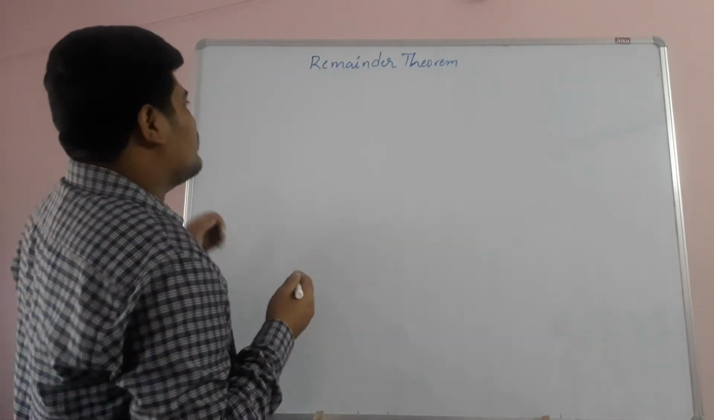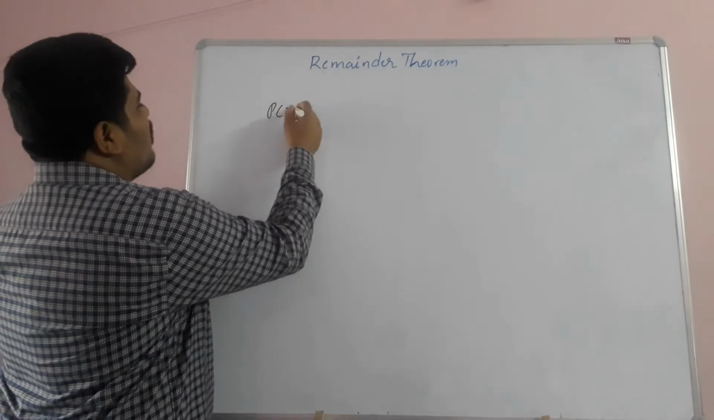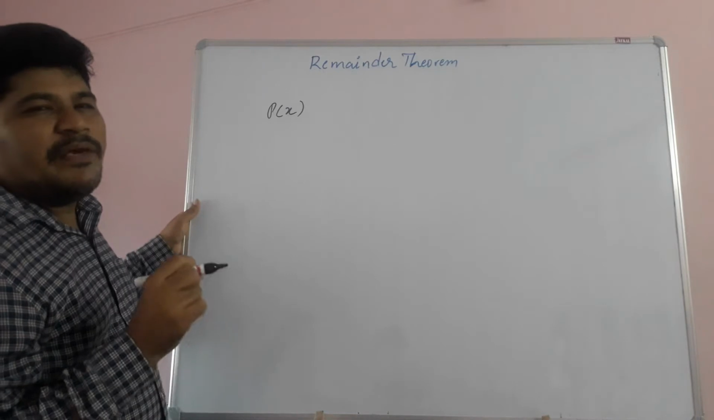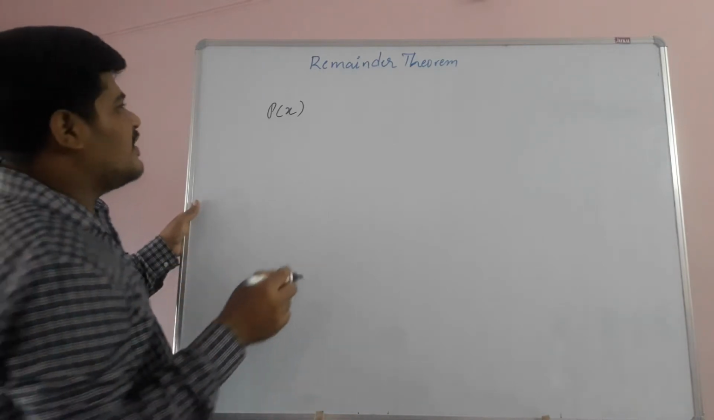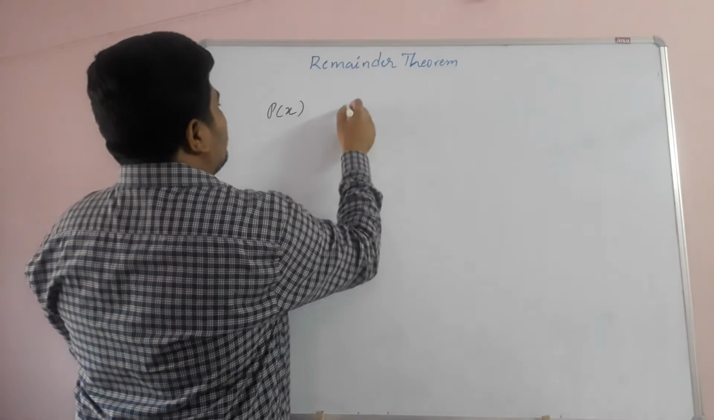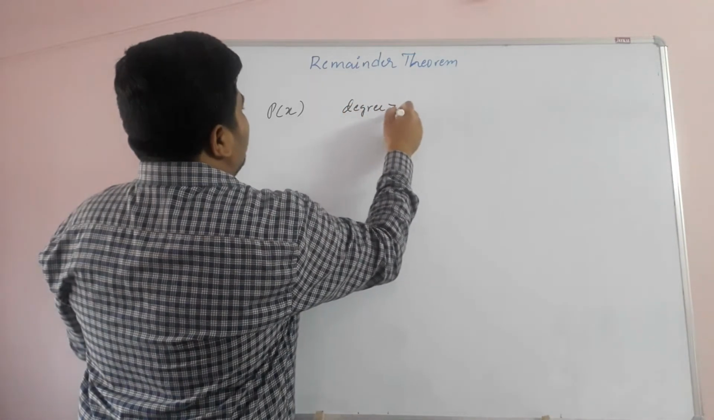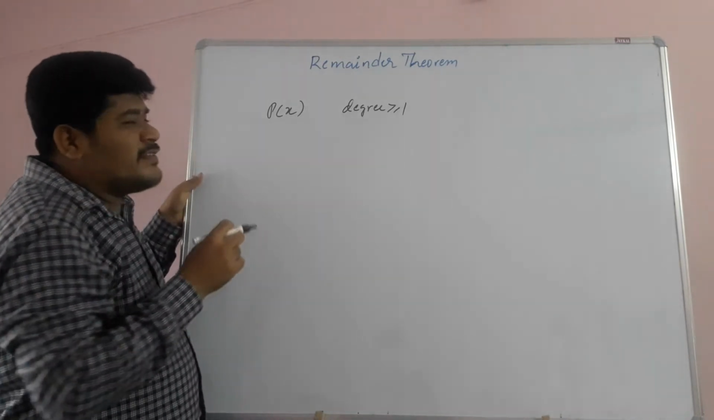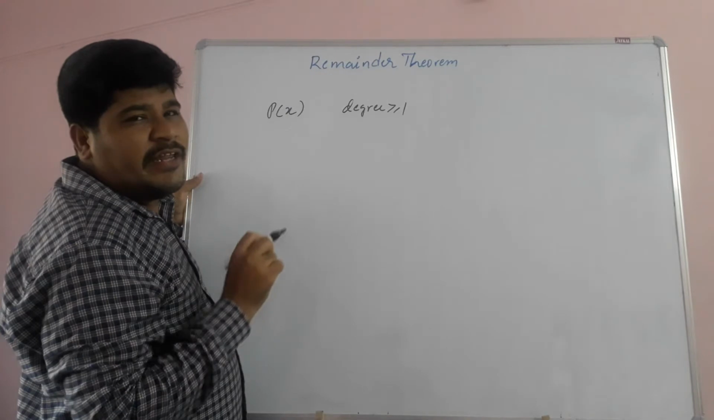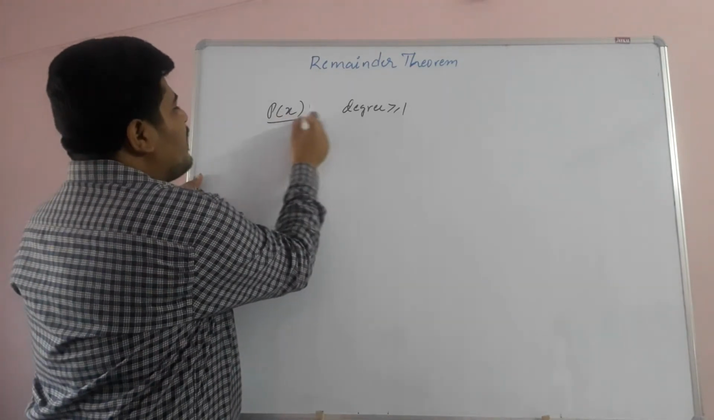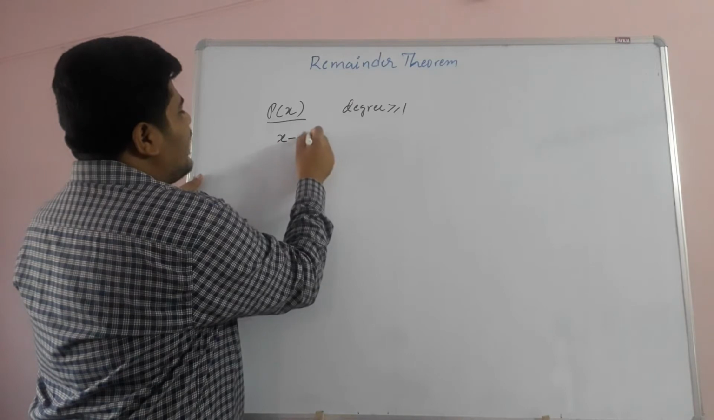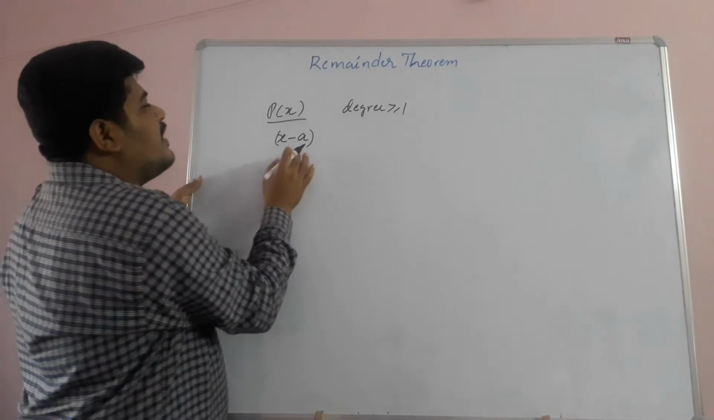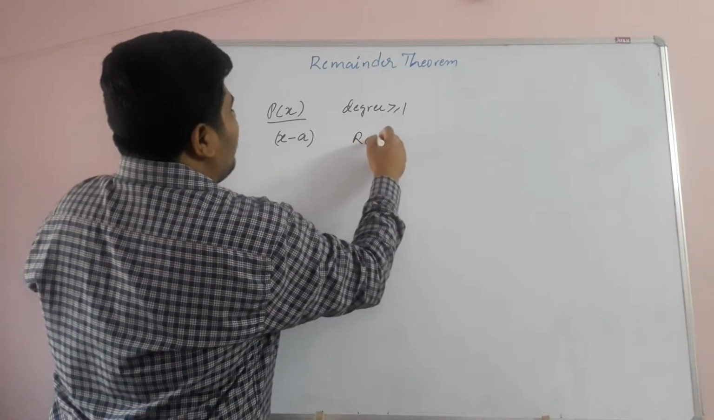Suppose p of x is a polynomial whose degree is greater than or equal to 1. And children, if we divide this p of x by a linear polynomial in one variable, x minus a, then the remainder is p of a.